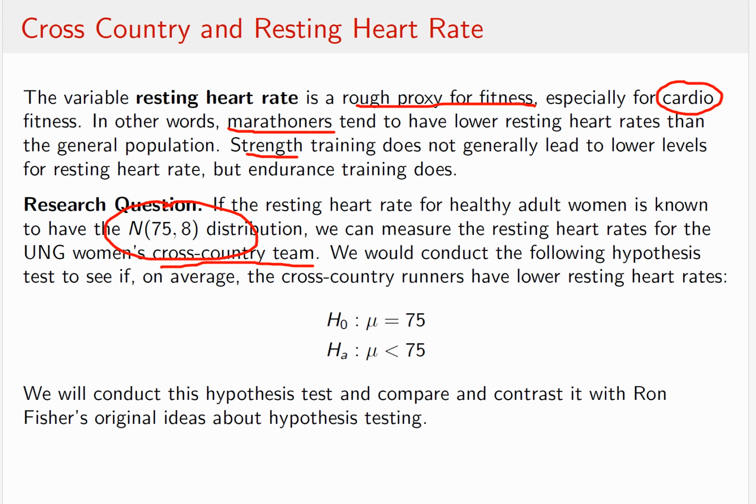So what's our null hypothesis? Our null hypothesis is that, hey, the average mu for the cross country team's resting heart rates is 75. Why? Well, by the way, that 75 value is called mu sub zero, right? It's the average value from the population. So until we know there's something different about these cross country teammates, the null hypothesis is, hey, they're the same as everybody else. They have an average resting heart rate of 75 beats per minute. Okay, what's our alternative? Our alternative is that they have a lower resting heart rate than average.